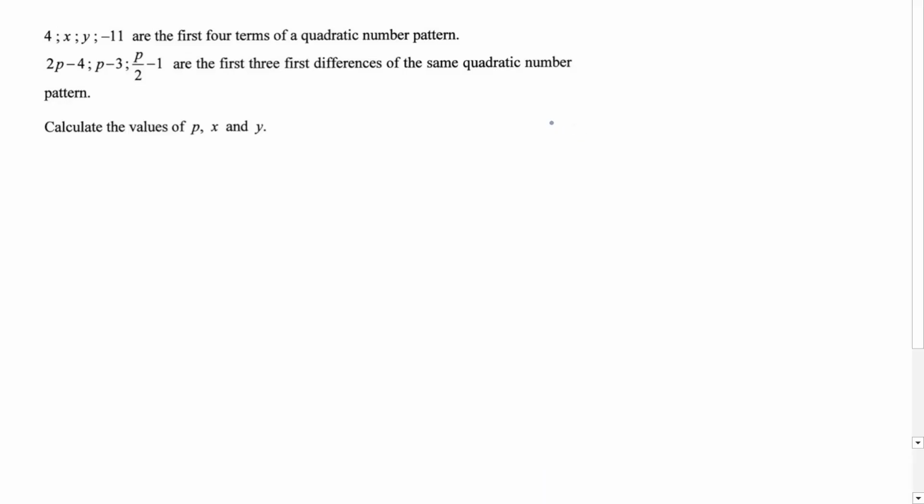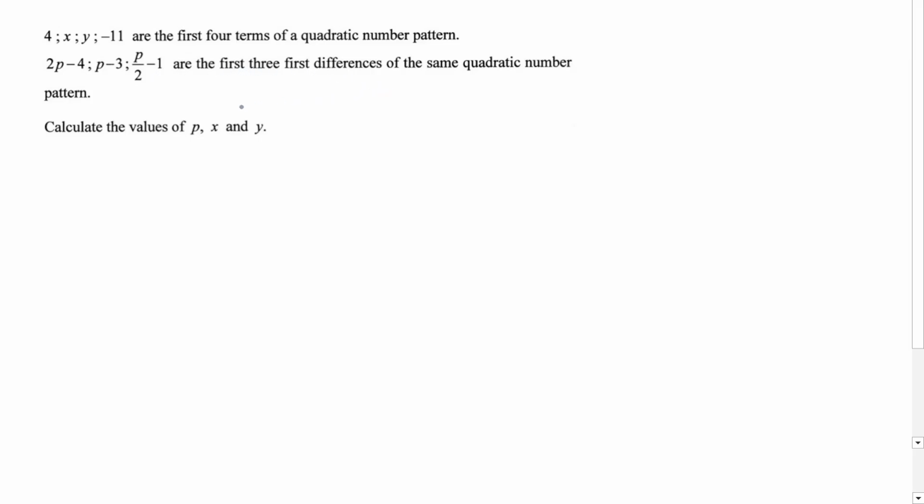In this video, we'll look at one of the weirder quadratic patterns that I've come across. So I thought that you'd appreciate doing it together. We've got the first four terms of a quadratic number pattern, and with that, if you wanted to, you could start working out the first difference and second difference and all of that.